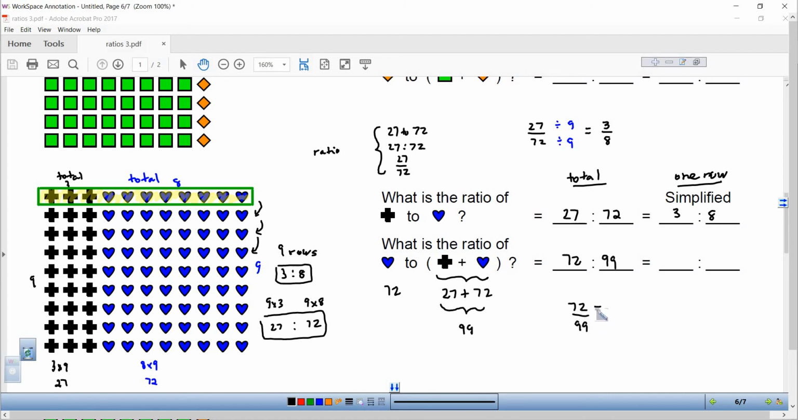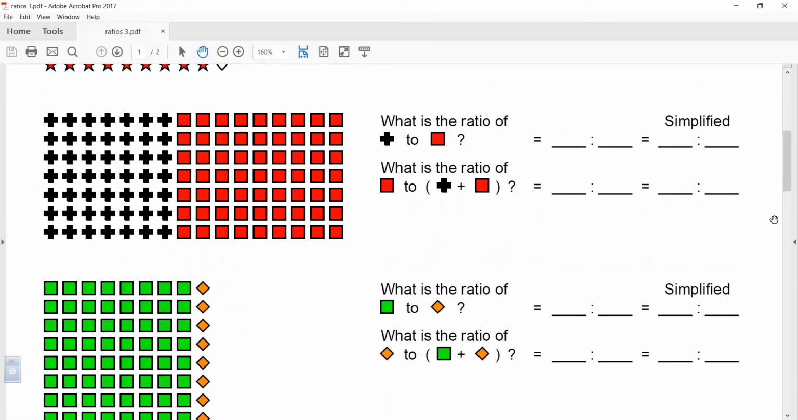Now this one's a little easier than the previous one because, if you know your times tables, I know that 9 times 8 is 72, and I know that 9 times 11 is 99, so I get 8/11. But again, if I just went to my one row, 8 plus 3 is 11. So my comparison of the blue hearts to the black pluses plus the blue hearts, there's my 8 and there's my 11 with those two put together.